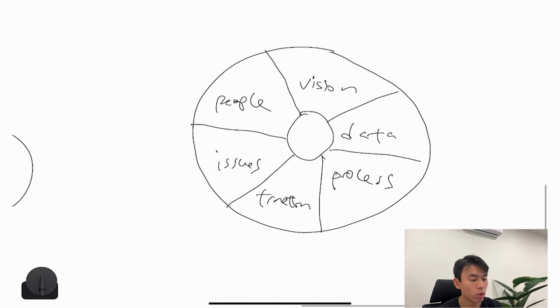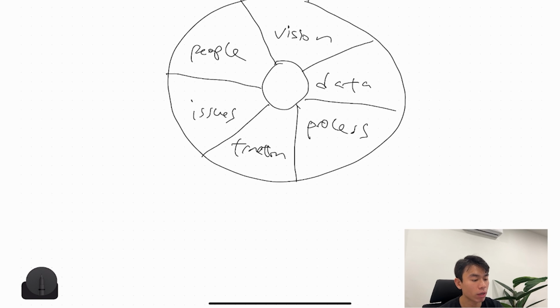For people, simply put, we can't do it without great people. This means surrounding ourselves with great people from top to bottom, because we can't achieve a great vision without a great team.